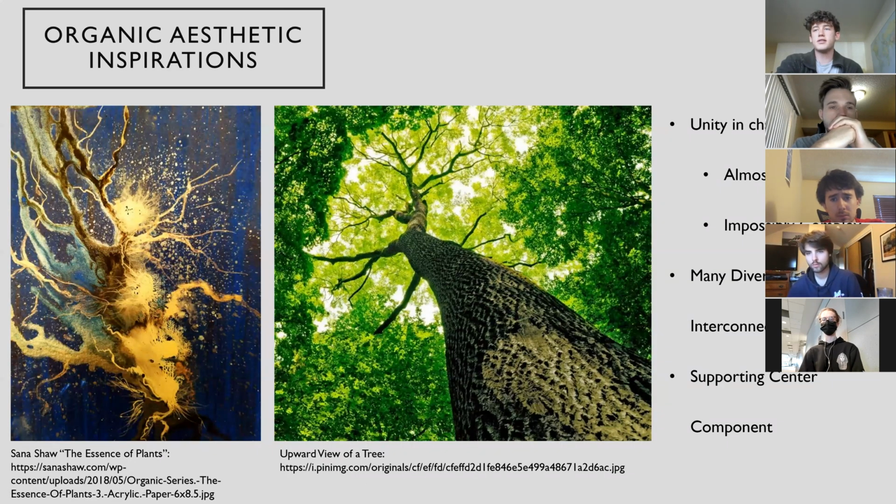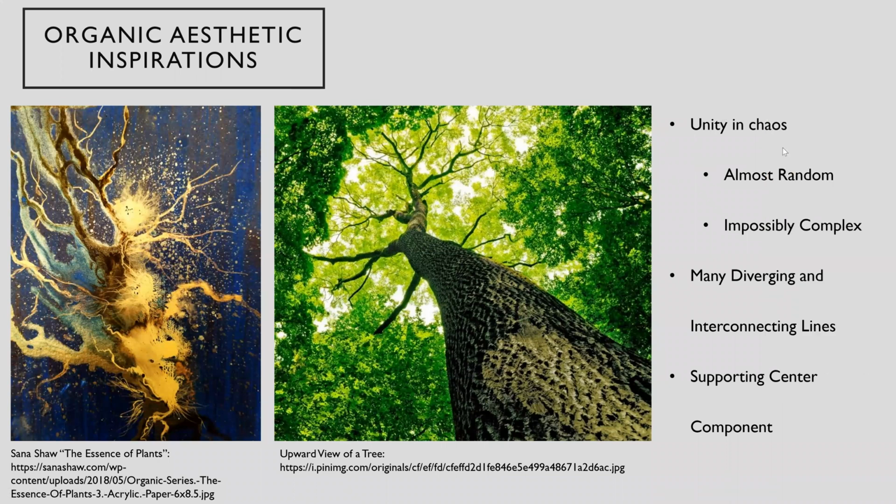So as far as the organics aesthetic goes, I think a big thing about it is kind of unity and chaos. It's completely random seemingly and impossibly complex, but it's guided by whatever underlying physics and that just makes these cool shapes. I think another thing I was kind of going for to show the organic aesthetic is many diverging and interconnecting lines. You can kind of see that in the picture on the left here and the picture on the right with tree branches.